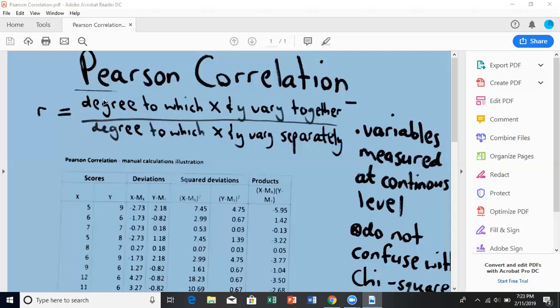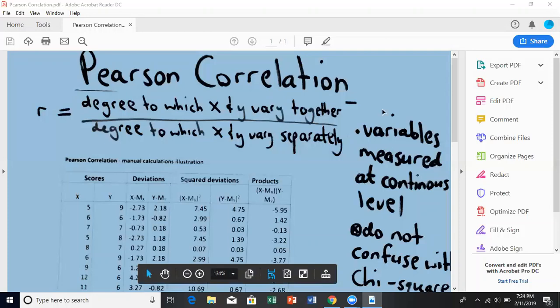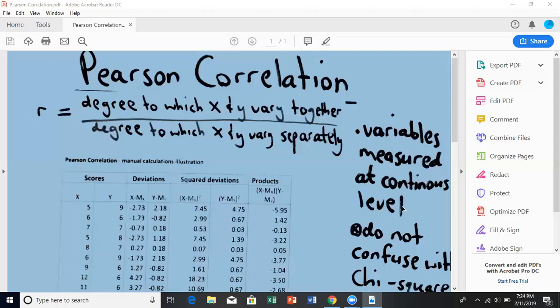So this is Pearson correlation, don't confuse this with chi-square. Remember we have a video that explains chi-square deals with data in frequency, in a kind of tabulation, so that it's in categories. Correlation, in particular, uses data that is measured at continuous levels, for example age and weight.